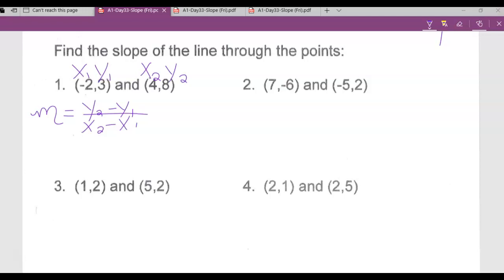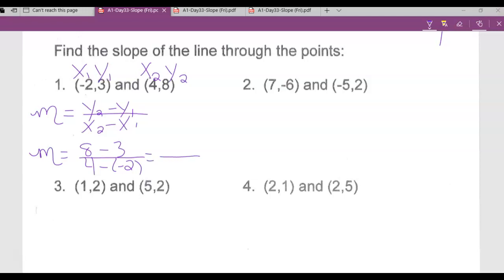To find the slope of 2 points, let's substitute in all the things we know. I'll start a fraction bar. What is y2 according to our points? 8. Minus, what is y1? 3. On the bottom, what is x2? 4. And minus, what is x1? Negative 2. I'll put that in parentheses so I don't get confused between the subtraction sign and the negative sign. Now let's just do the math.